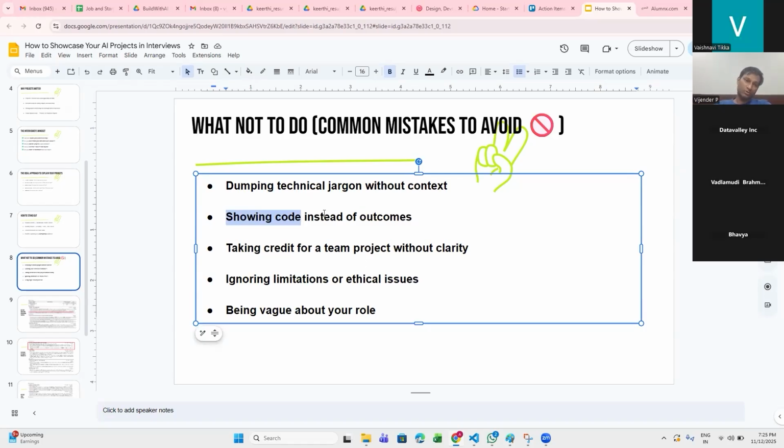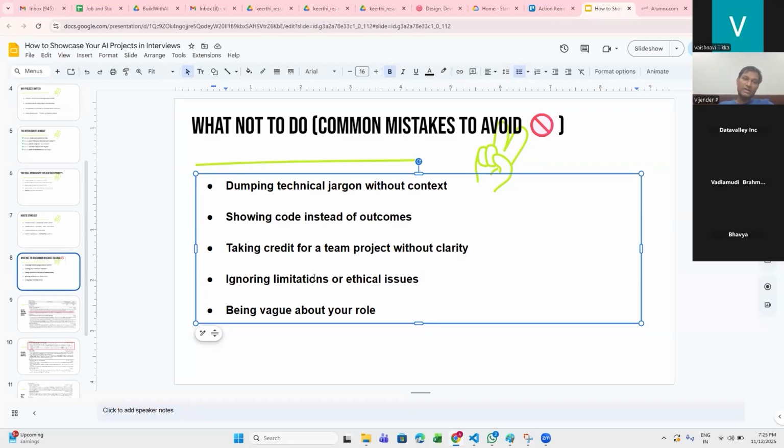So show outcomes. Next, taking credit for a team project without clarity. This is exactly what I talked about when I asked, are you doing the entire project or are you part of it? If you're a part of it, say that you're a part of it. That's okay. But if you are taking credit for the team project without being the team lead, then you will easily get caught. So don't do that.